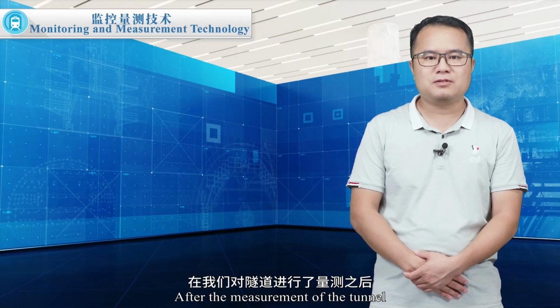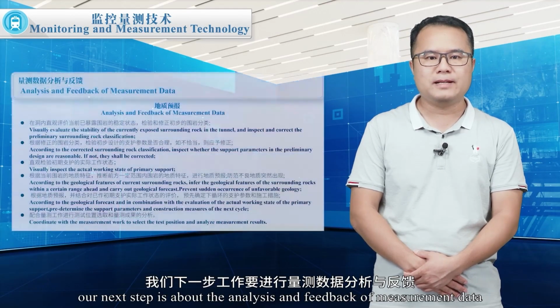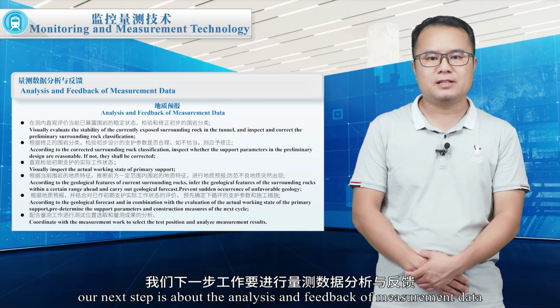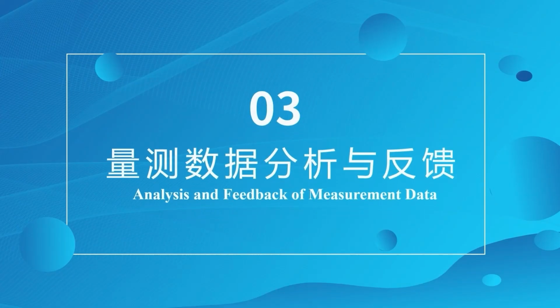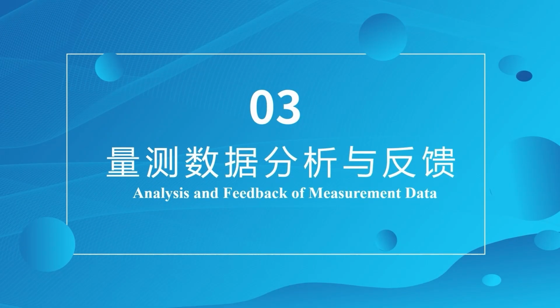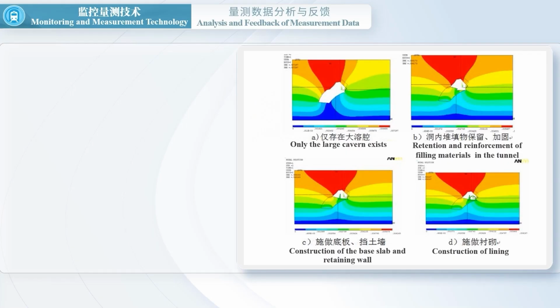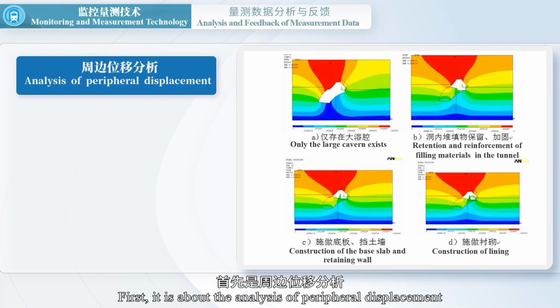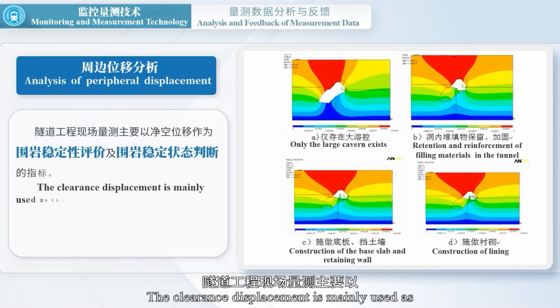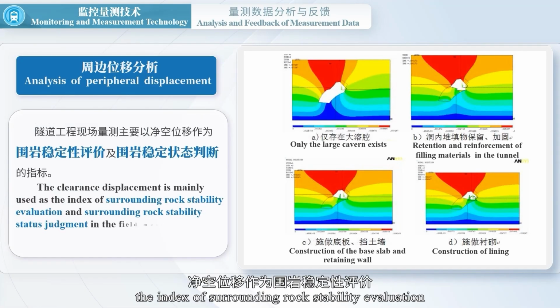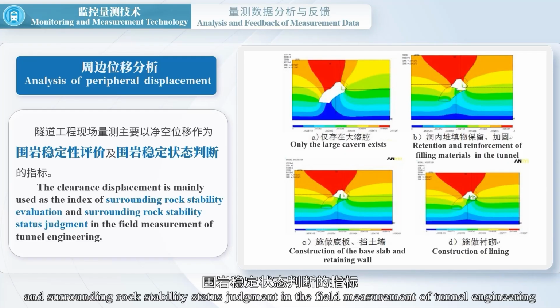After the measurement of the tunnel, our next step is about the analysis and feedback of measurement data. First, it is about the analysis of peripheral displacement. The clearance displacement is mainly used as the index of surrounding rock stability evaluation and surrounding rock stability status judgment in the field measurement of tunnel engineering.